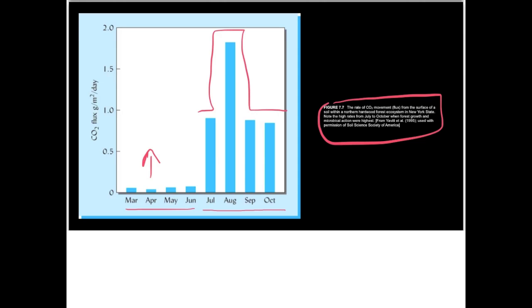So we can kind of track this and make some assumptions or some conclusions about when microbes are more active or less active, when plant roots are more active or less active, and this helps us get a handle on what's actually happening in the soil.